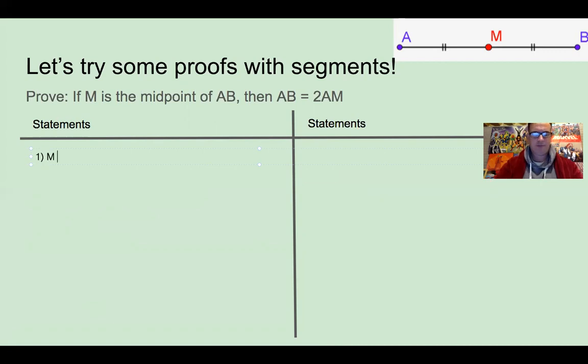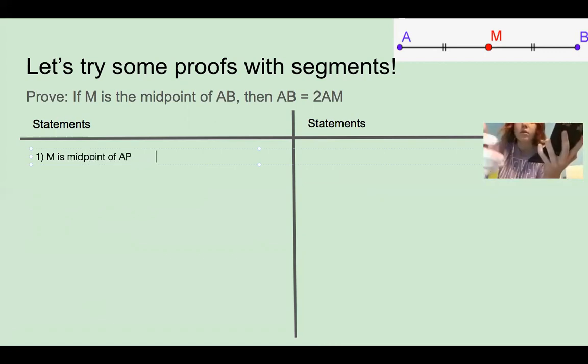M is the midpoint. Good enough. M is the midpoint of AB. And that is absolutely given. God, look at all the space here.